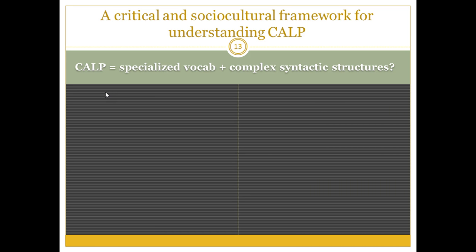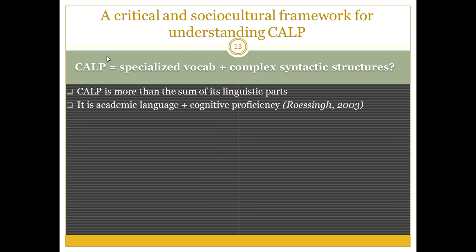So because of that, there's been a trend towards operationalizing CALP and viewing it only in terms of content area vocab and complex syntax. But I would like to argue CALP is a lot more than that. It is more than just the sum of its linguistic parts. CALP is both academic language and cognitive proficiency.